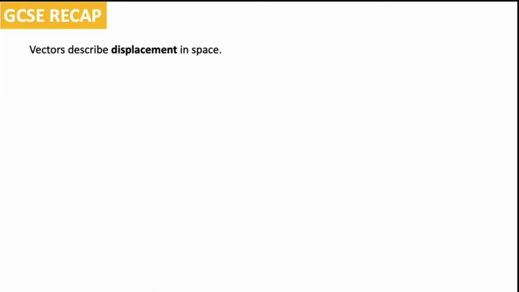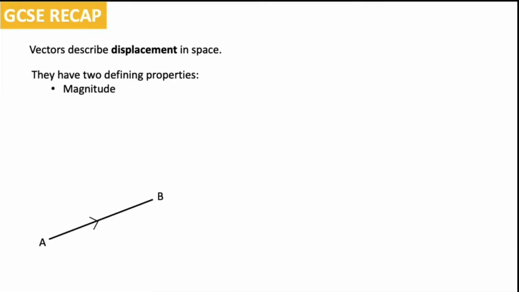At GCSE, you are likely told that vectors described displacement in space, and it was how you got from point A to point B, the instructions to move from A to B. You were told that vectors had two properties, their magnitude and their direction. Magnitude being the length, the size of the vector, and direction, the instructions of how to get from A to B.